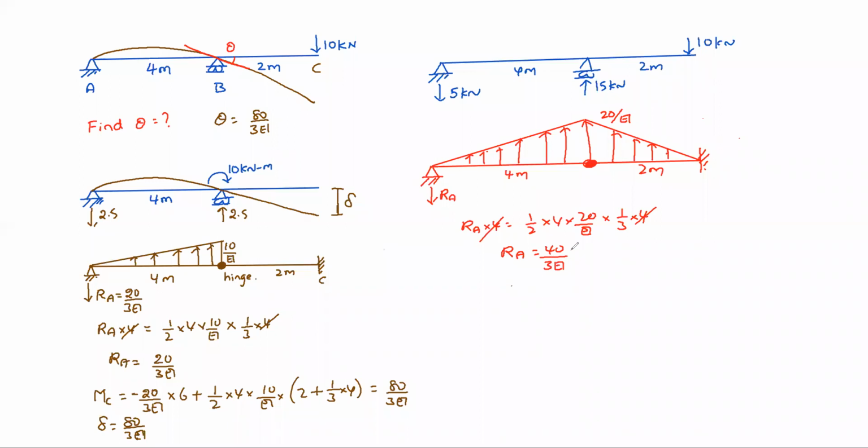Now slope, I mean theta, to find theta, shear force we need to find. Shear force at B. This is B location. So shear force at B equal to, see, downward is 40 by 3EI, upward is minus half into 4 into 20 by EA, which equals 40 by 3EI minus 40 by EA, equal to how much?